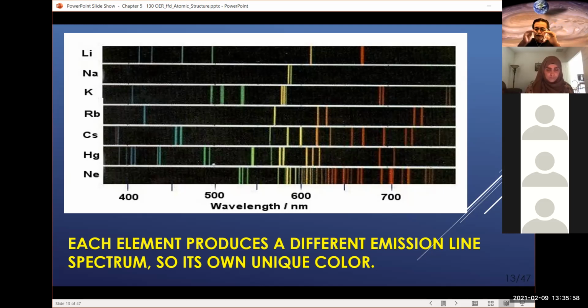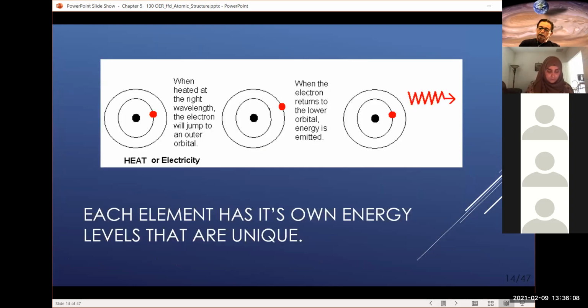And then nature being nature, they can't hang out there very long. They have to drop back down. And when they drop back down, they have to emit the energy they absorbed. They emit it either as heat or light. And it's basically what's happening here. You have an electron at a specific energy level. It gets excited either by heat or by electricity, and it kicks that electron up to the next energy level.